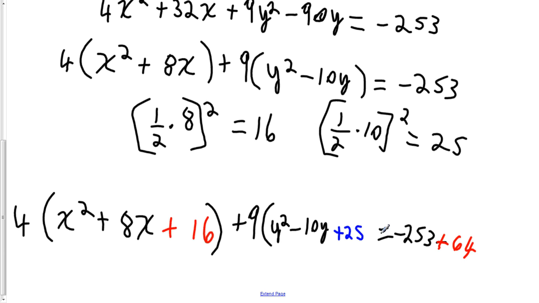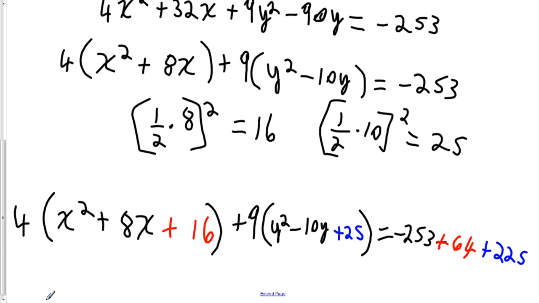But globally, I'm actually adding 25 times 9. So what I'm really adding, 25 times 9 is 225. So plus 225. So add those things into both sides. I add in here a 25, which actually turns out to be 25 times 9. And I add here a 16, which actually turns out to be 16 times 4.